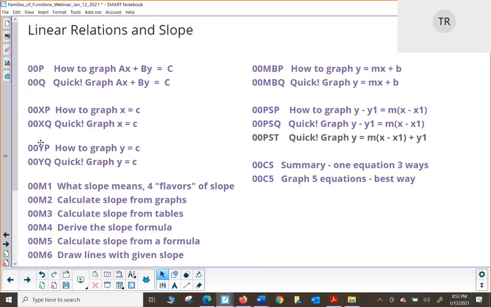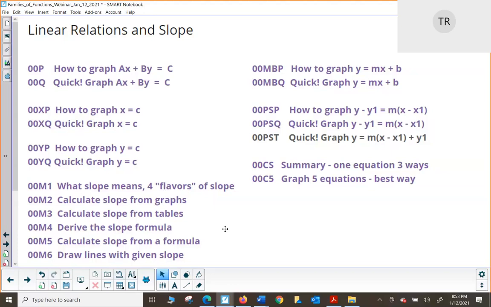And then slope is such a big, important concept. I divided slope up into 6 parts. What does it mean? How to calculate slope from a graph. Oh, by the way, 4 flavors of slope are positive, negative, 0, and undefined. Calculate slope from tables. I show them how to derive the slope formula, how to calculate the slope from the formula, excuse me, how to draw lines with given slope.